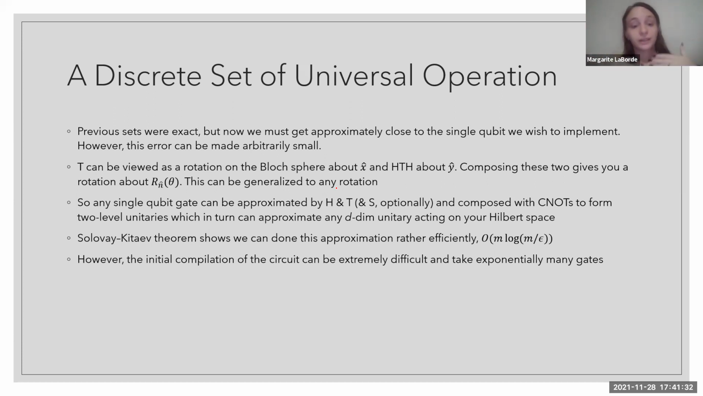We would prefer something we could discretely program into our quantum computer, and that's where the particular choice of gates comes in. The standard choice is Hadamard and phase, or T. Now that we're doing that, those previous sets were exact, and now we're going to get into approximation. Nielsen and Chuang spend a good time explaining how you can get arbitrarily close and make your error smaller and smaller. I'm just going to blow over all of that and say that you can. Trust me, read the book.